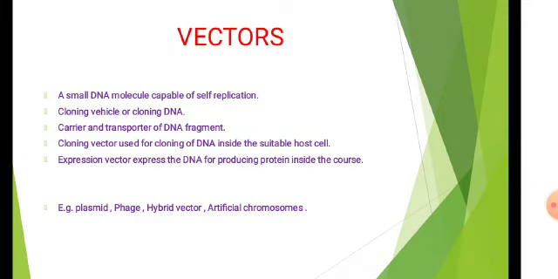The vectors are of two types. One is called cloning vectors and the other is expression vectors. The common vectors are plasmids, hybrid vectors and artificial chromosomes.